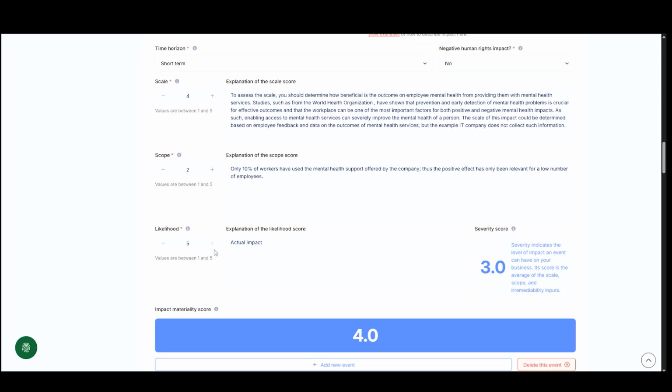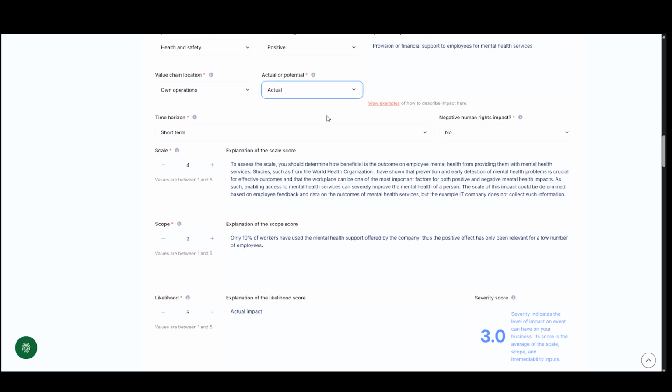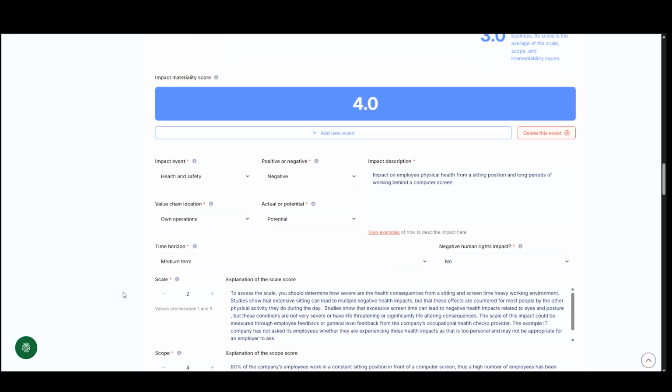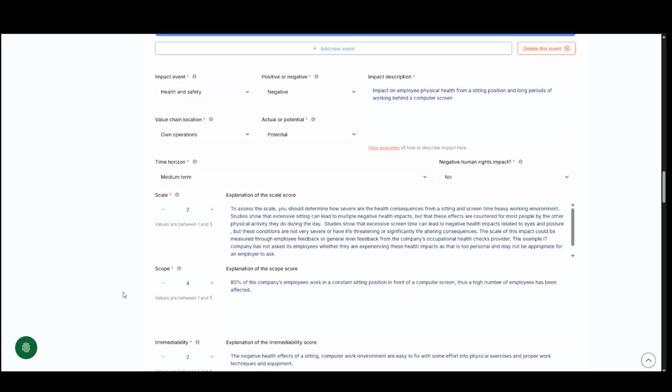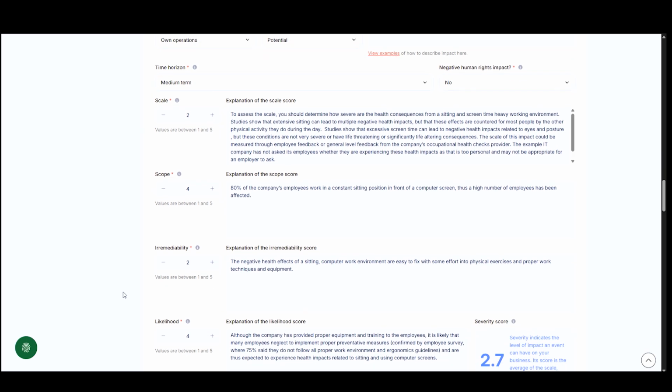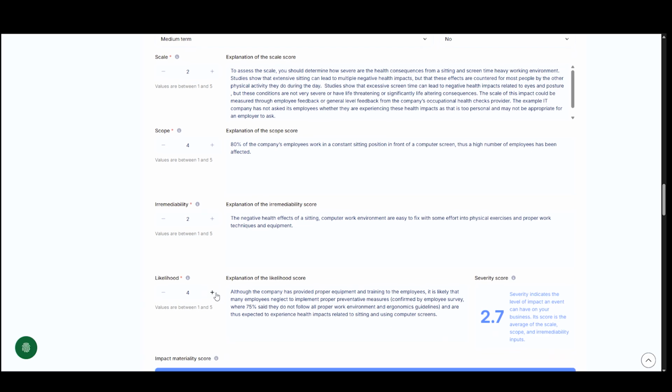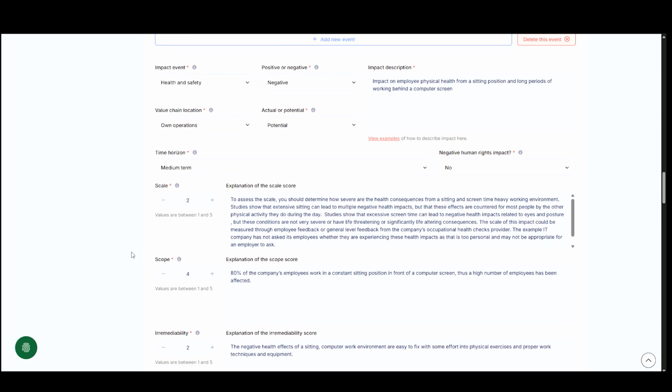But if we have a potential impact that hasn't happened yet, then you have to score the likelihood as well. So the second example is that we might have these negative health impacts, but in this particular company, no one has said that they are experiencing them yet, so it's potential. And so we grade it as a 4 because it's quite likely that there might be eye stress or stress from sitting. So the actual or potential distinction determines what you do with the likelihood score.